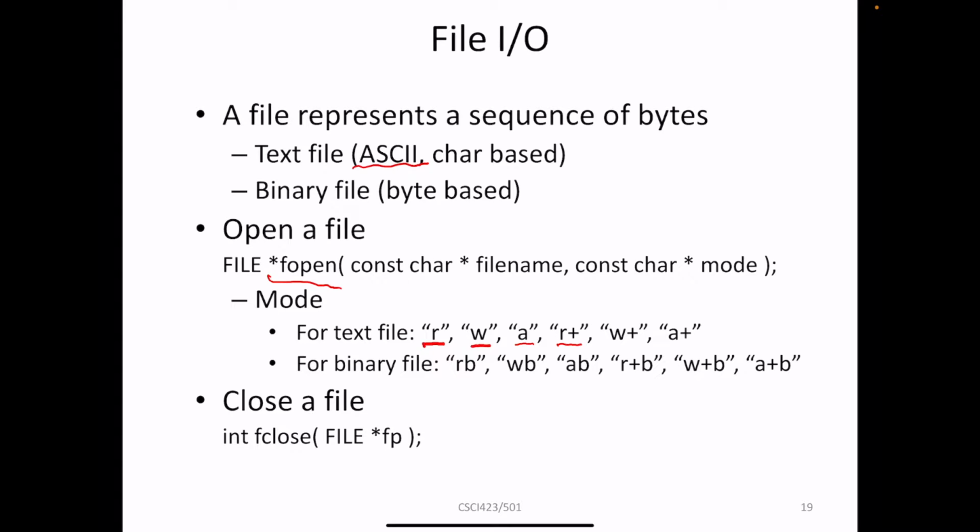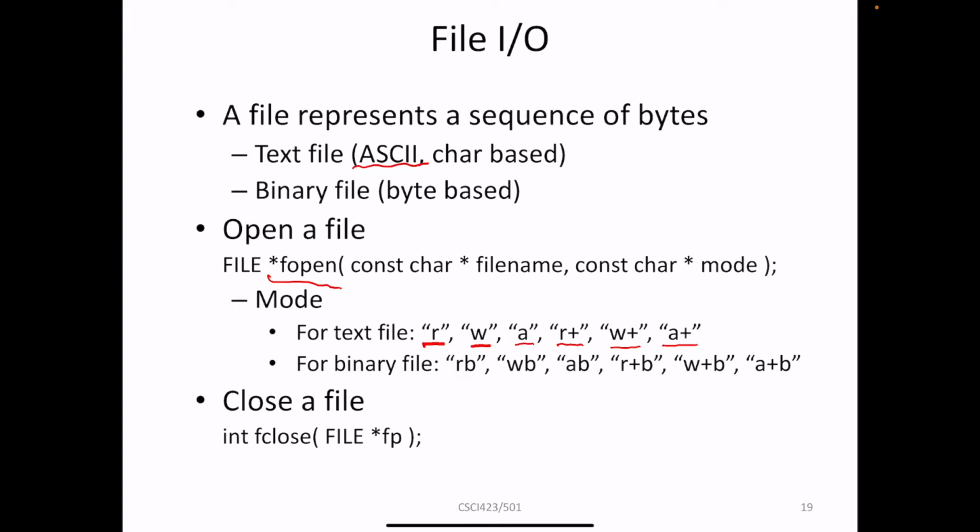And for this r+, it opens a text file for reading and writing both. And for this w+, it opens a text file for reading and writing both. It first truncates the file to 0 length if it exists. Otherwise, it creates a new file if it does not exist. And for this last one, a+ opens a text file for reading and writing both. It creates the file if it does not exist. The reading will start from the beginning, but writing cannot overwrite; it is only appended.